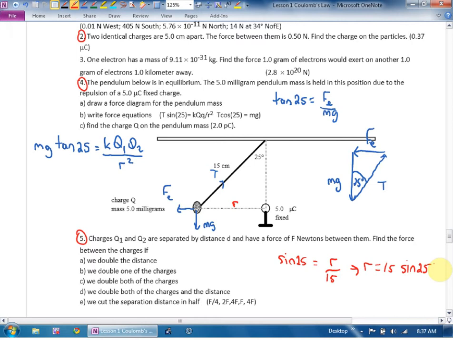So let's put everything together here. I have this. Before I rewrite it, do you mind, Sally? I'm going to get the second charge, the mystery charge, by itself. I'll do it algebraically first. So we're going to move the r squared up there and divide by kQ1. I think charge 2 is going to be mg r squared tan 25, all divided by kQ1. Is that okay?